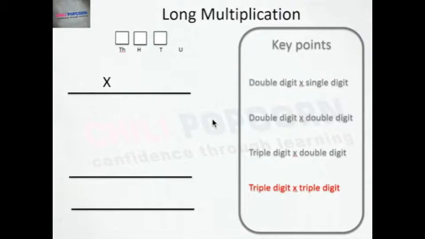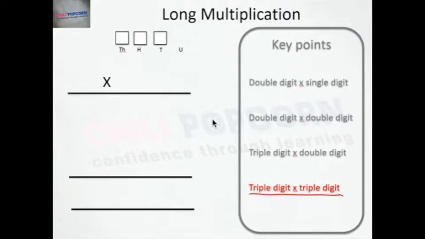Hi, this is the fourth video in the subject of long multiplication, and in this video we're going to focus on triple digit by triple digits. So hundreds of something multiplied by hundreds of something. That's how we're going to get to triple digit. The principles are the same as the long multiplications we've done before, but this time there'll be one more step, one additional step that we have to do.